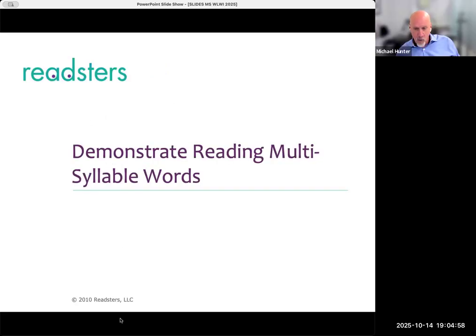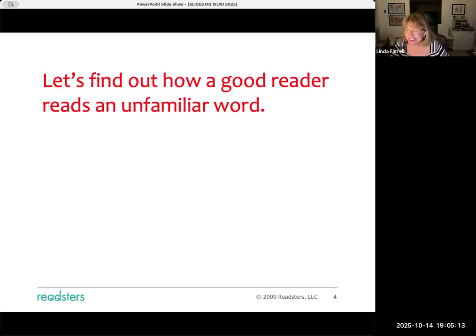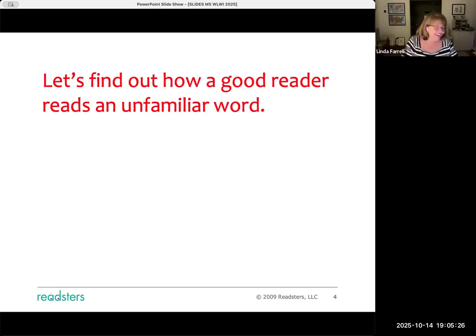All right. But before we get started on all that, we need to have a brave volunteer help us out. We want to demonstrate how a typical good reader reads an unfamiliar word. So Deb Dagrowski. Hello. Deb, have you done this before? I don't honestly remember. Maybe. Okay, shall we have Deb do it, Linda? Yeah.